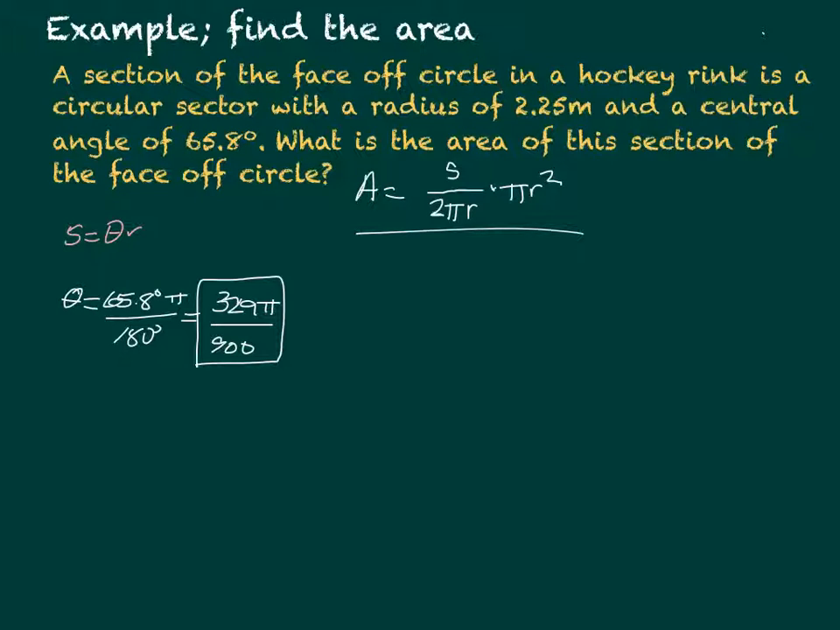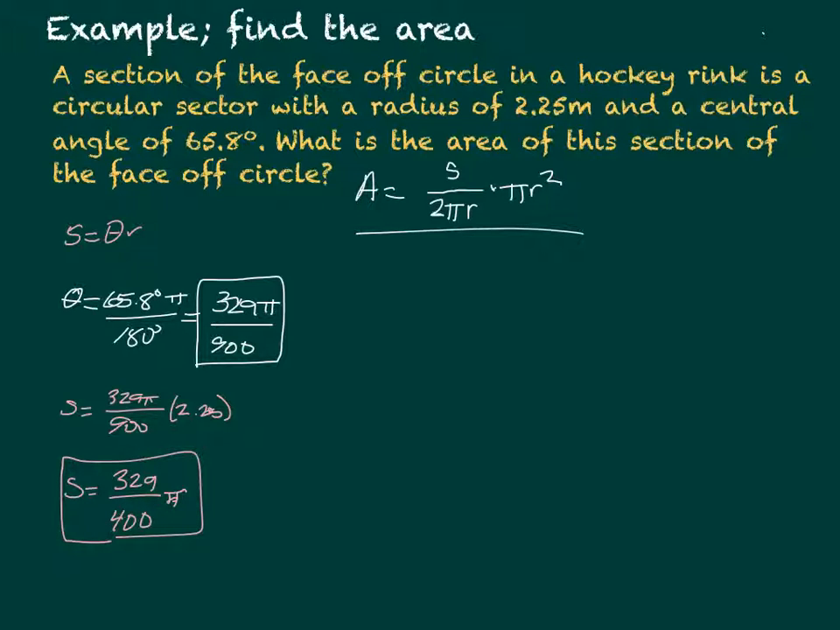So now let's find our arc length. S equals 329 pi over 900 times my radius, which is 2.25. Now, if you type that into the calculator, if you stick with the fraction route, then it would be 329 over 400 times pi. So that is my arc length.